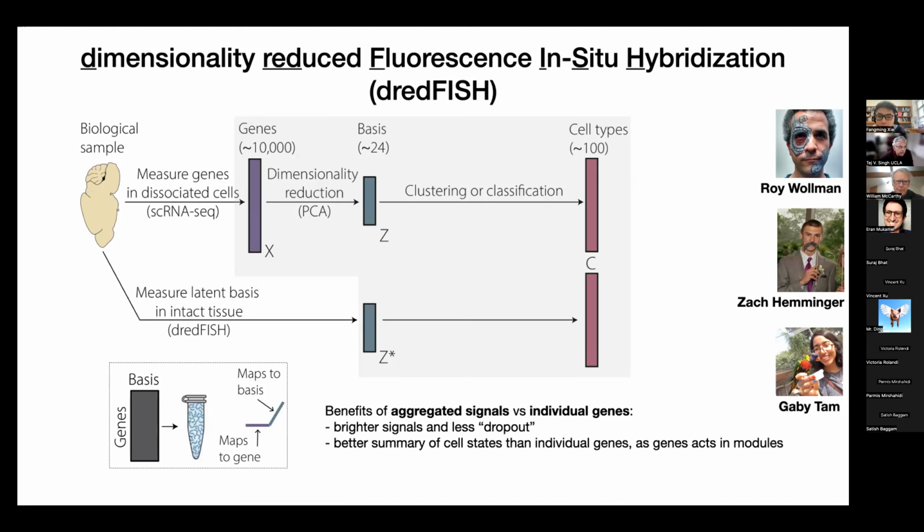What comes with this is the benefit of aggregated signal. Because each dimension is a combination of the signal from many genes, we intrinsically get brighter signals and less dropout. By aggregation, it provides a more stable, less noisy summary of the measurement. Also, genes intrinsically act together in modules, so we hopefully directly capture those modules of gene expression that are present in cells.